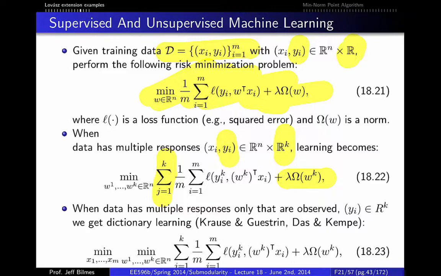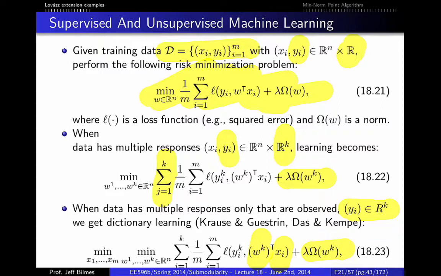But there's also the case where you may not even know the x's. So this is sort of unsupervised learning, or maybe dictionary learning, where what you're given is essentially a set of responses. And what you're trying to do is learn both the dictionary, which is the x's, and w. And maybe you have a norm on w. And maybe you have certain properties that you want these things to have.